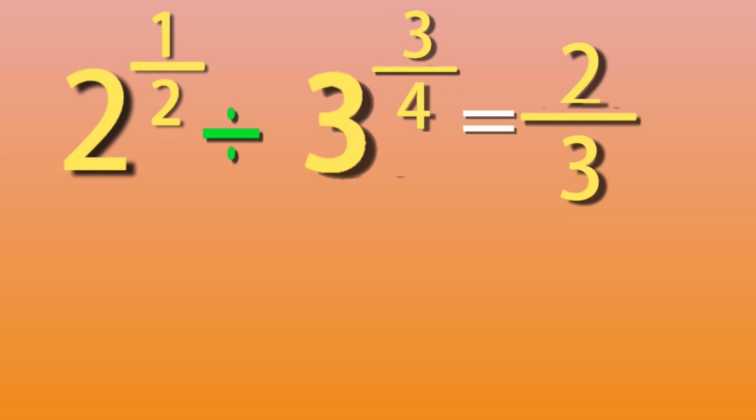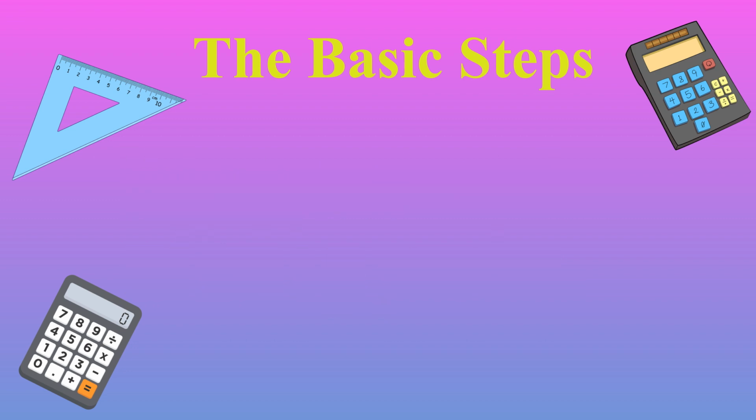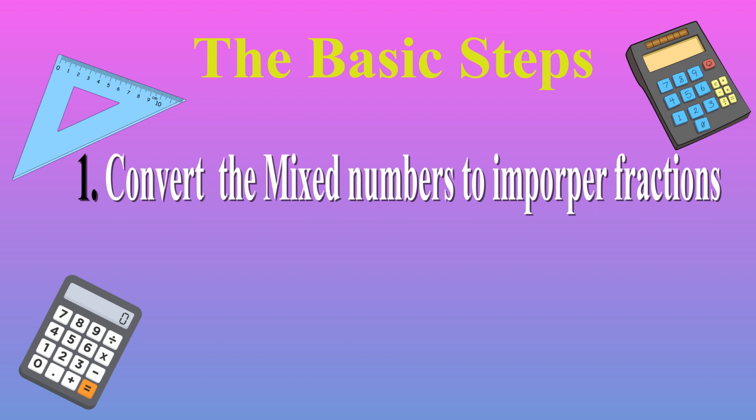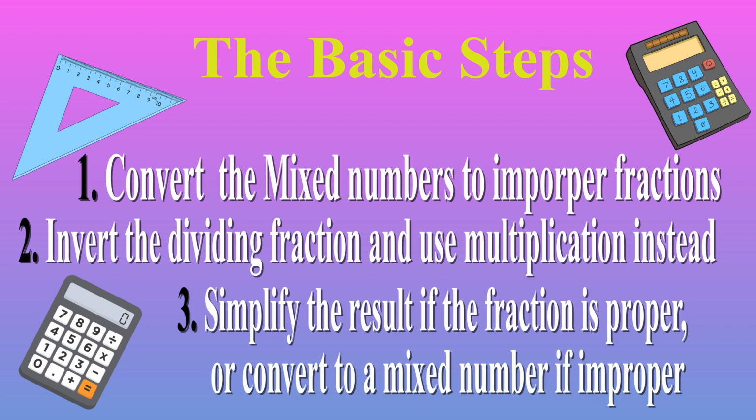Why don't you make up your own set of mixed numbers and try to divide them? If you follow these steps closely, you should be able to get the correct answers with any set of mixed numbers. Just remember the 3 basic steps. 1. Convert the mixed numbers to improper fractions. 2. Invert the dividing fraction and use multiplication instead. And 3. Simplify the result if the fraction is proper and requires it, or convert to a mixed number if it is improper.